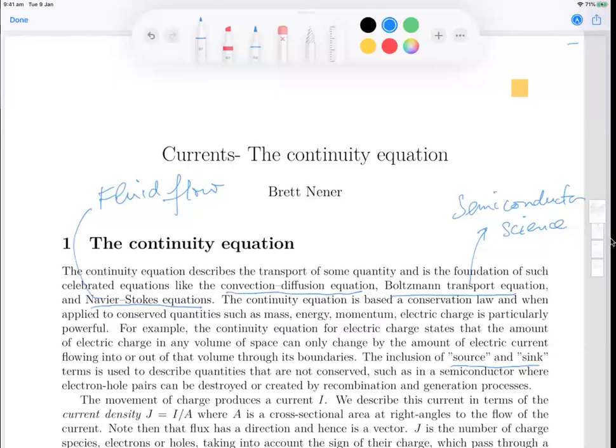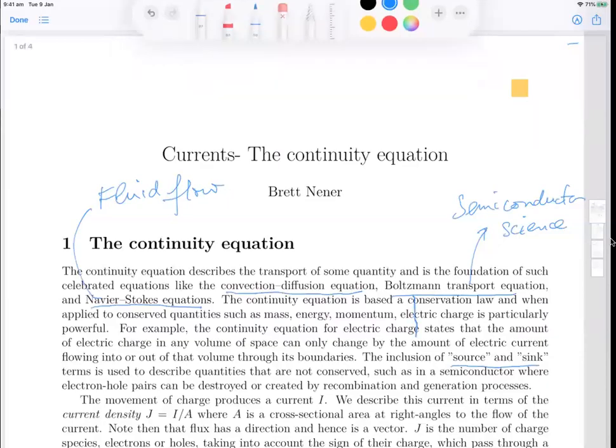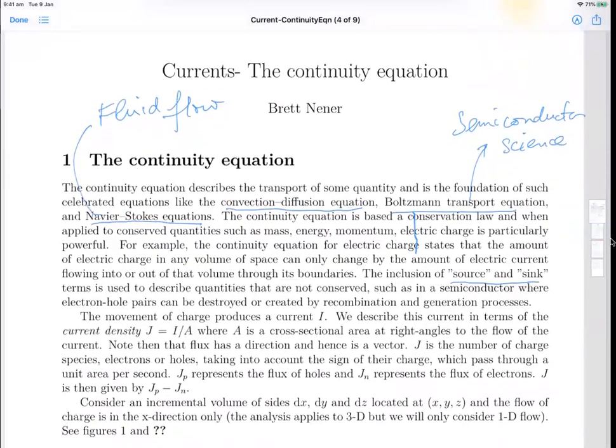Now, we're interested in actually charge, and charges cannot be created nor destroyed. But in a semiconductor, we have electrons and holes that represent charge, and when they combine, then essentially the charge doesn't disappear, but as far as the free carriers are concerned that can provide current, they disappear. So in this case, the currents that we're interested in are not conserved, and so we need to put in place a source, which is a generation term, and a sink, which is a recombination term.